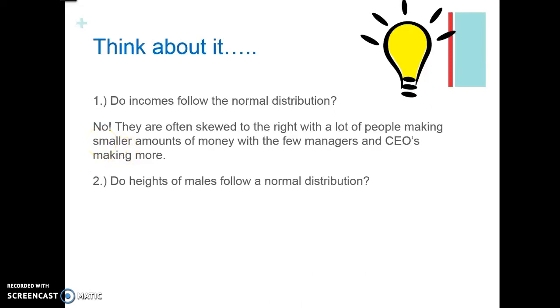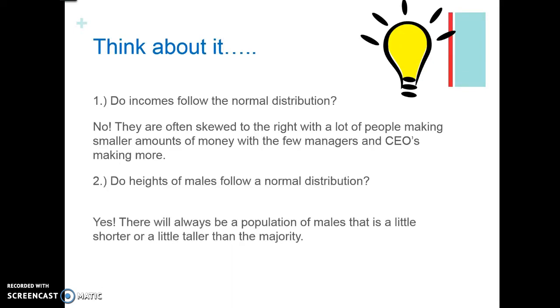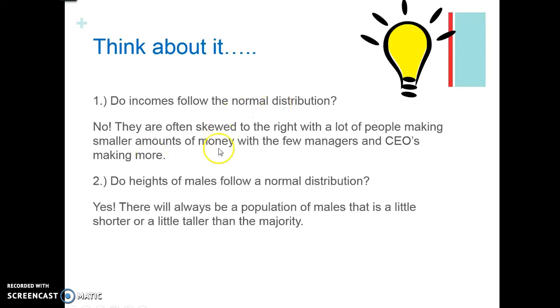Let's think about heights. Do they follow a normal distribution? Yes, most of the time they will, because there'll be a majority of the population of males that would be sort of in the center, and then you'll have a few males that are a little bit taller than the population and a few males that are a little bit shorter than the population.